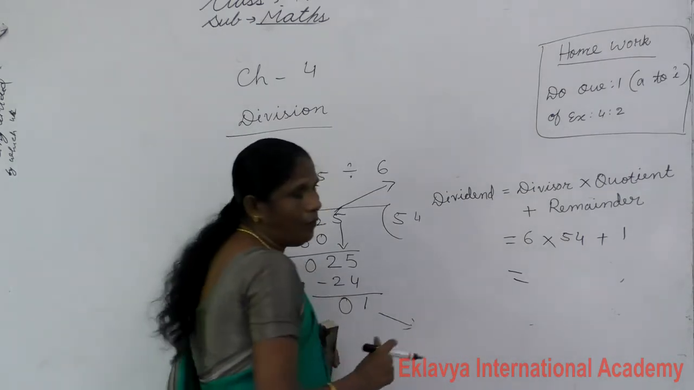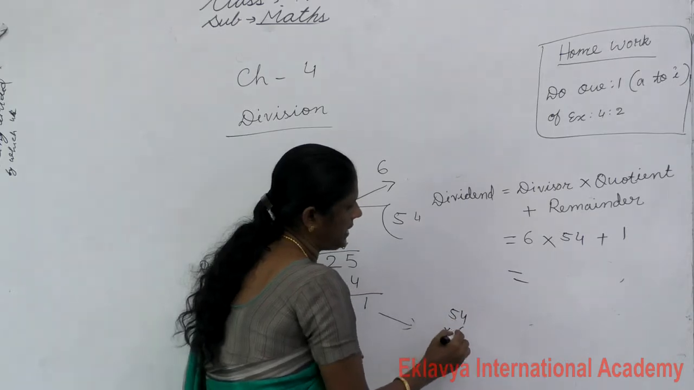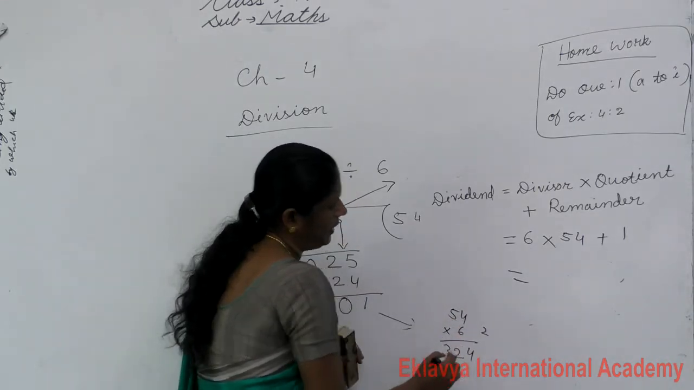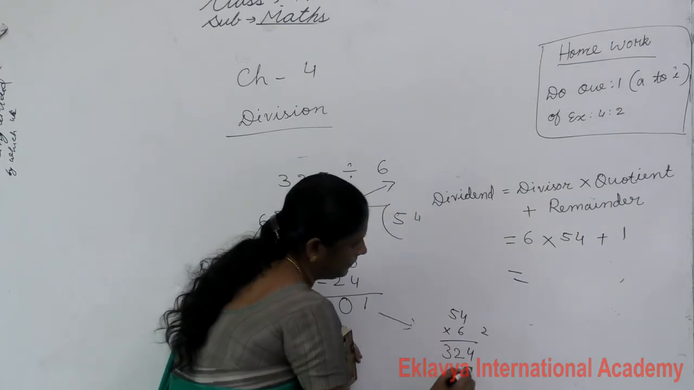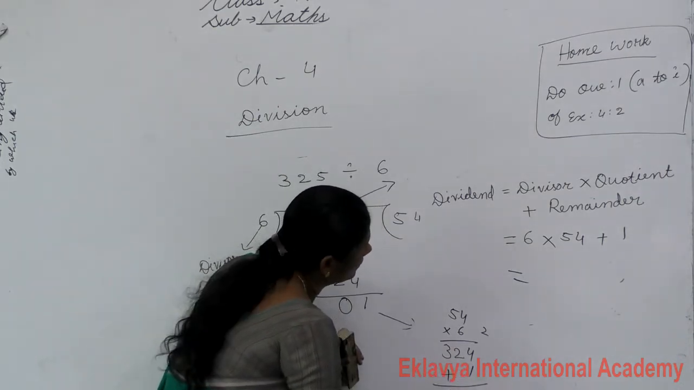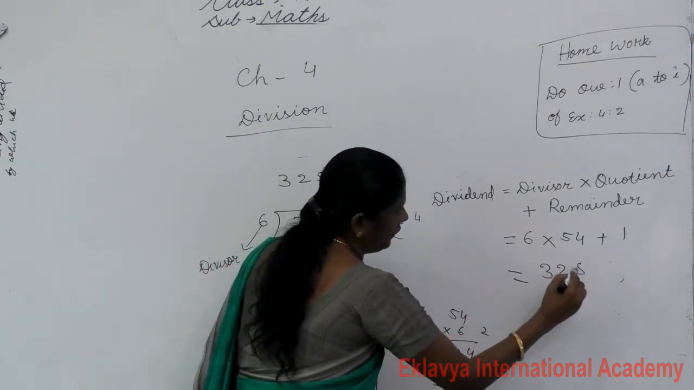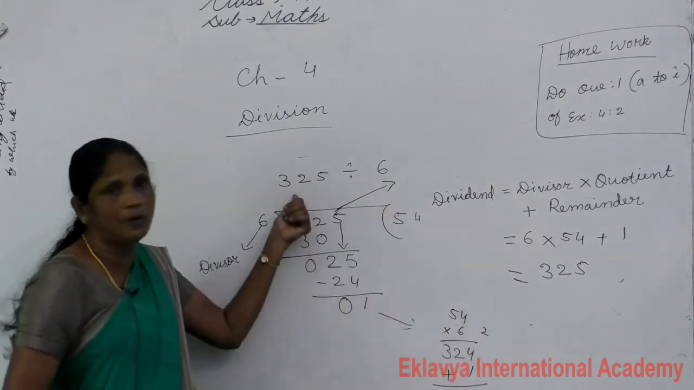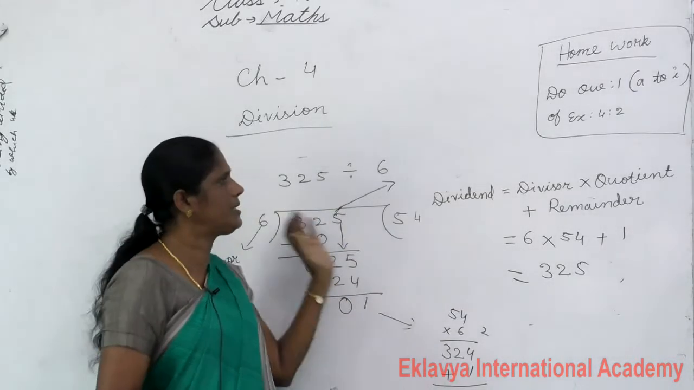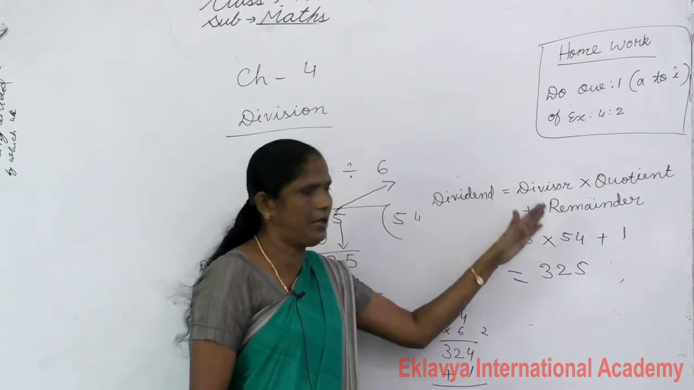Now we multiply these two. 54 multiply 6. Then plus 1. Then our answer is 325. Which is our question? 325. Understand? This is the check also. This is our check.